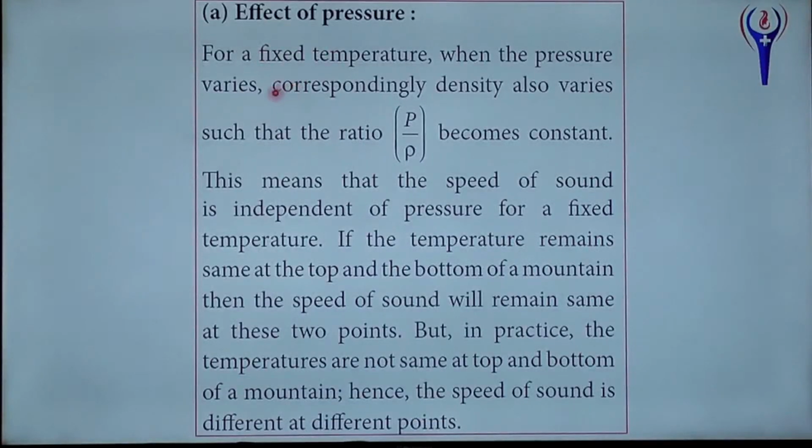Effect of pressure. For a fixed temperature, when the pressure varies, correspondingly density also varies, such that the ratio P by rho remains constant. This means that the speed of sound is independent of pressure. That is what we are going to discuss: velocity of sound in air.